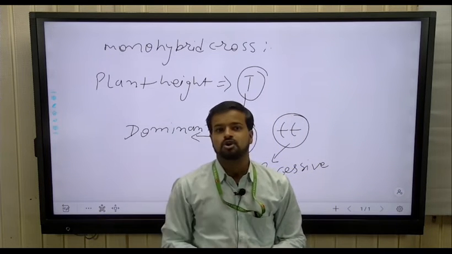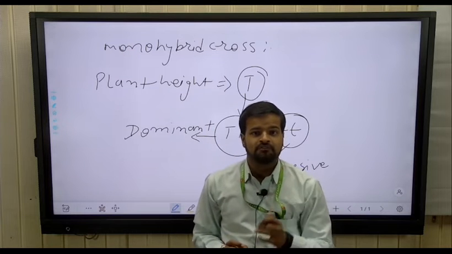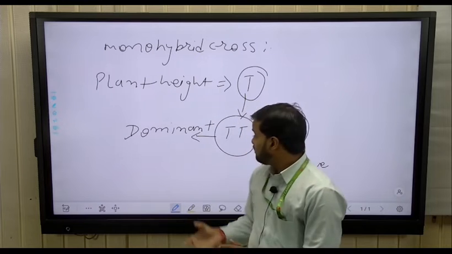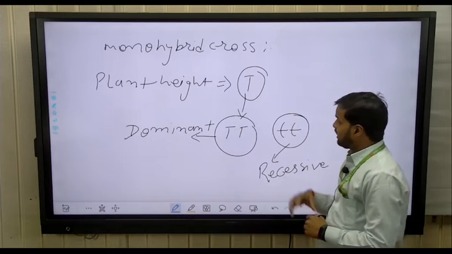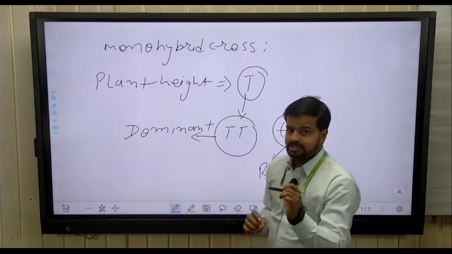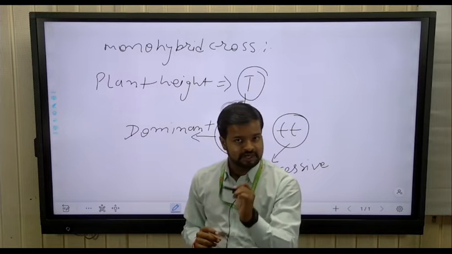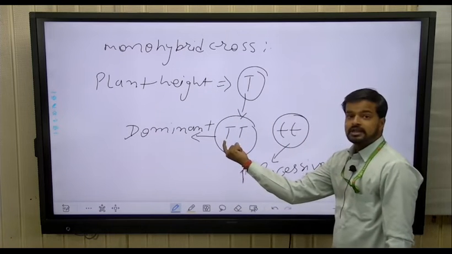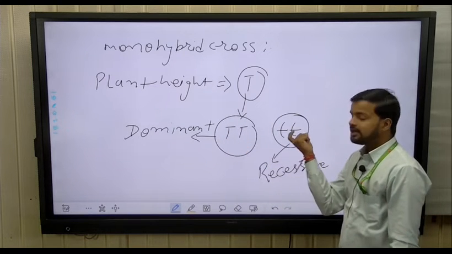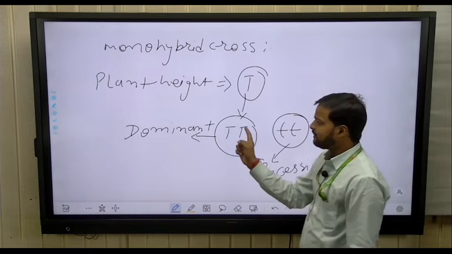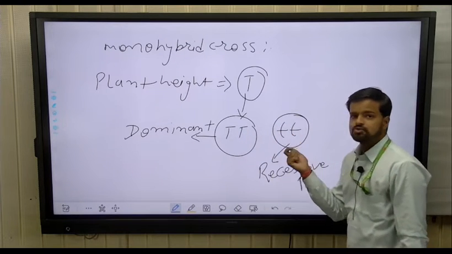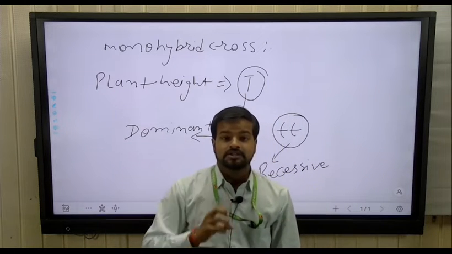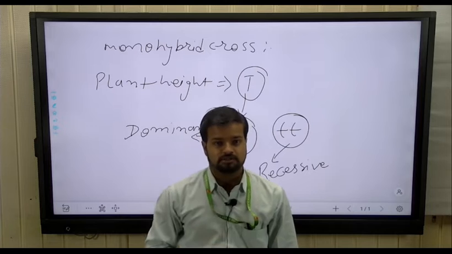Students, this is a very interesting and very important topic for competitive exams. So we start. As we know, capital T gene is responsible for the plant height characteristic, and it is found in the form of a pair. That means it is found in capital T form and small t form. Capital T is dominant, and small t is what? Recessive. Now we draw the outline diagram of a monohybrid cross.